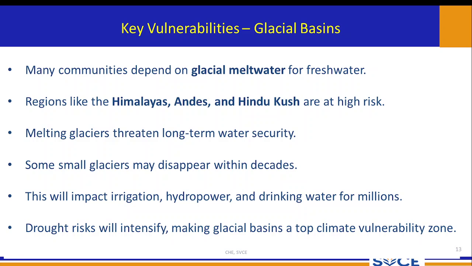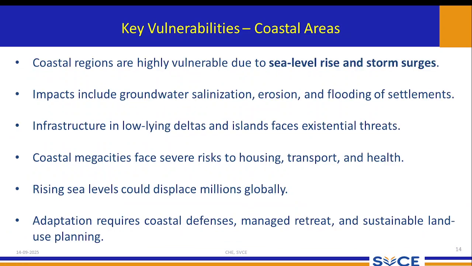Just imagine the people who have been depending on the glaciers or glacier basins. If all this melts and vanishes, obviously the people depending on that particular region will be affected. This is a threatened zone, right? So the people will be easily affected. Drought risk will intensify, making glacial basins a top climate vulnerability zone. Underline the words top climate vulnerability zone.